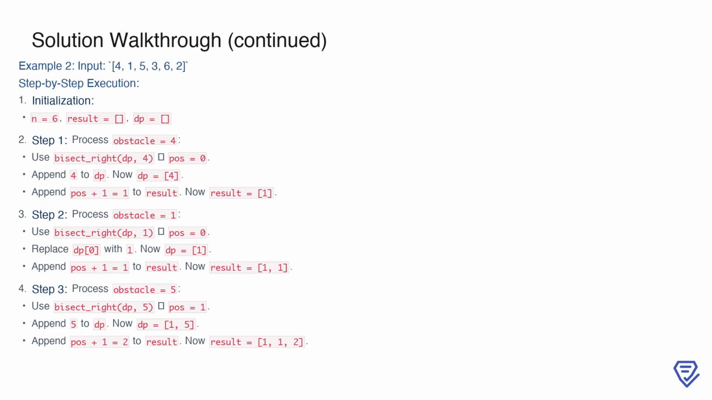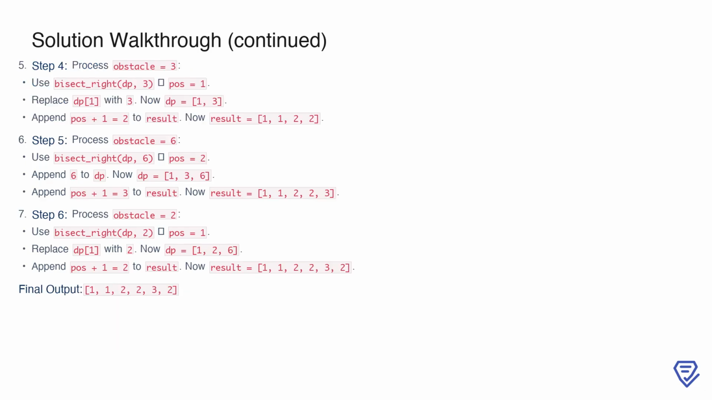For the third obstacle, 5, bisect_right(dp, 5) gives pos equals 1, so 5 is appended to dp, updating it to [1, 5]. We append pos plus 1, or 2, to result, making it [1, 1, 2] so far. Now, for the obstacle 3, using bisect_right(dp, 3) results in pos equals 1, so 3 replaces the value at index 1 in dp. This updates dp to [1, 3]. Appending pos plus 1, which is 2, to result gives [1, 1, 2, 2].